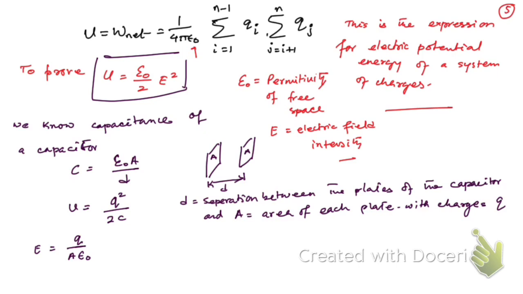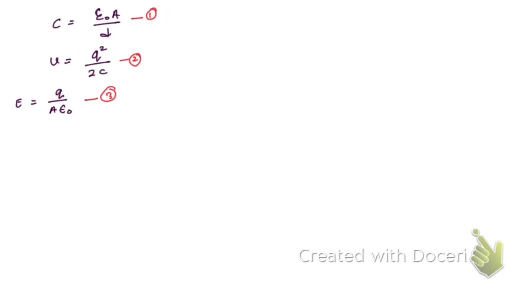So now let me take this as equation number 1, this as equation number 2, and this is 3, right? Just wait, this is 3. So let me copy these equations and go to a new slide where we can simplify. So these are the equations, okay? So now let us use 3 and 1 in 2.